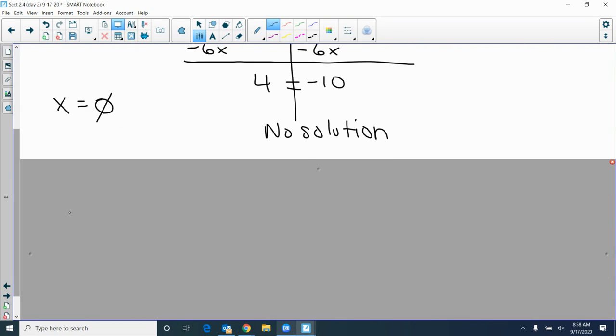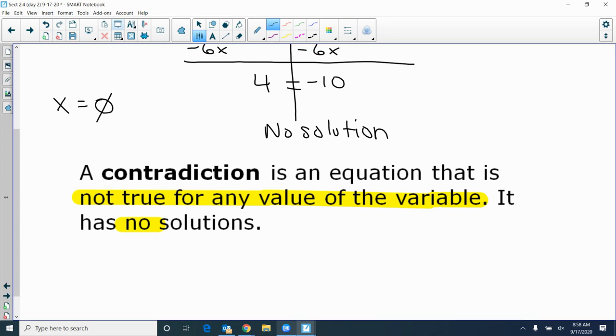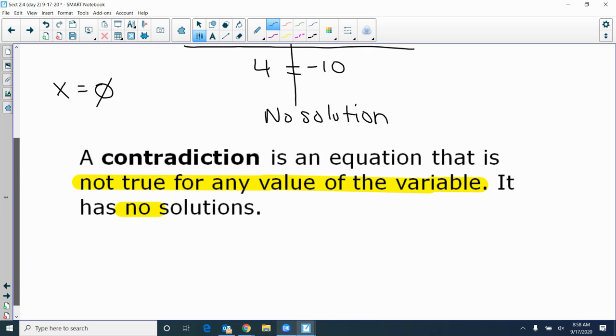Now, this is called a contradiction. Okay? A contradiction is an equation that is not true. If we put that on that line underneath, for any value of the variable, it has no solution. It has no solutions. But we do it exactly the same way as the other one. All right.